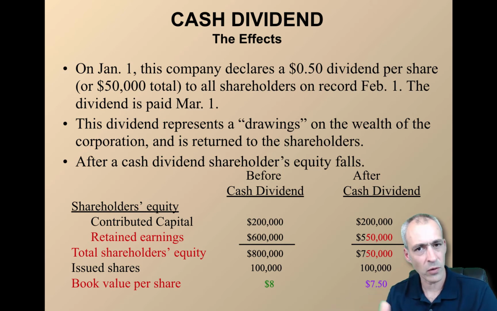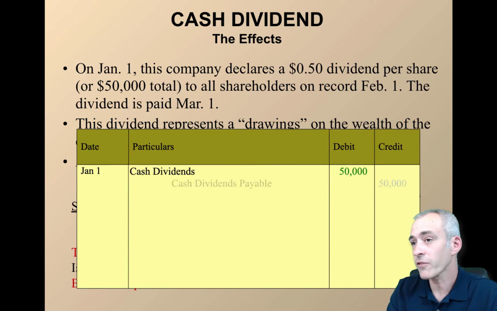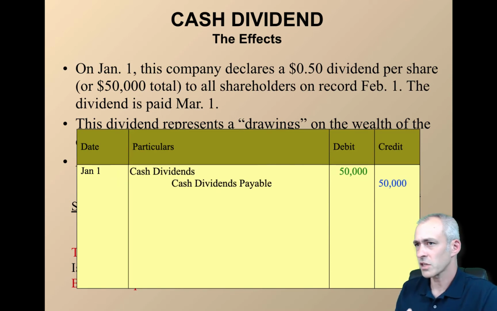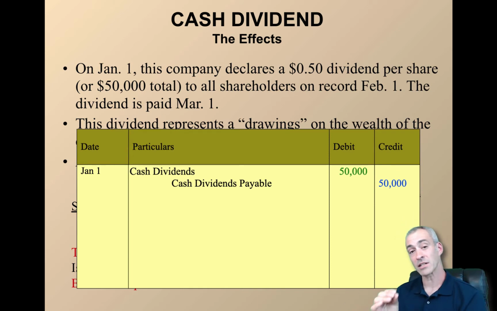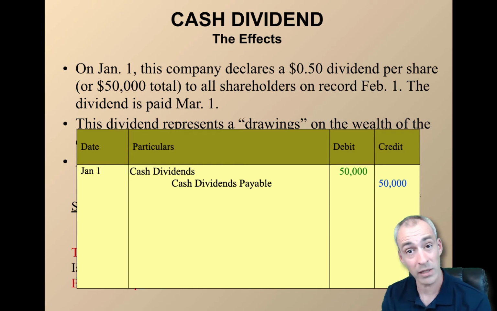Make sense? Fairly straightforward. Here's the key for accounting though. Here are the journal entries. On January 1st, they declare the dividend. So now it's owing. It's an obligation. So you would debit cash dividends, which is an equity account. It's like a drawings account. That's the drawings account for a corporation.